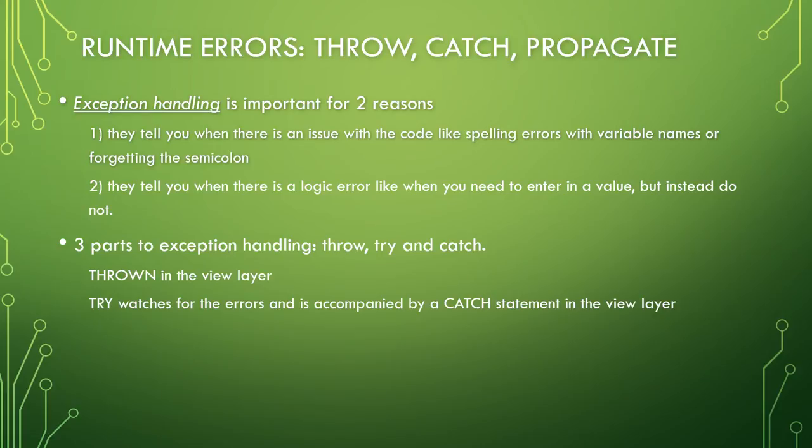Basically they tell you if there's a logic error, like when you need to enter a value at the beginning of the game, you have to enter the player's name, or you can't even start the game. There are three parts to exception handling: the throw, try, and catch. You throw in the view layer, and you catch. Okay, I got that backwards. You actually throw in the control layer, and you catch in the view layer. Catch statements are always accompanied by the try first. So first you throw it, and then you try, and then you catch it.